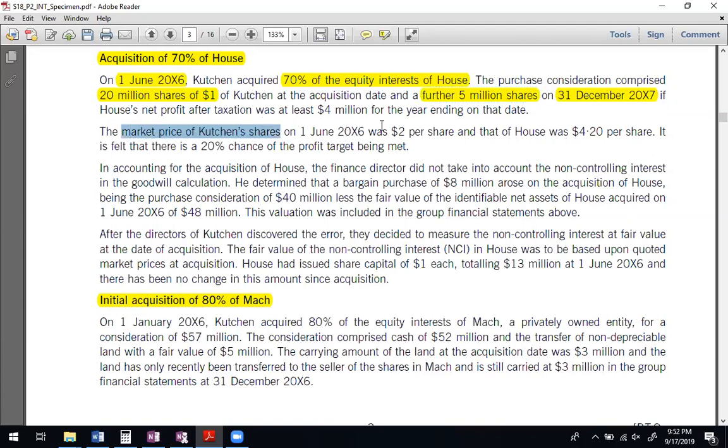The market price of Kuchin shares at 1st June 2006 was $2 per share. So this is going to be used to calculate the value of the shares. And that of House was $4.2 per share. So the question is also giving us the share price of the subsidiary, which will be used to calculate the fair value of the NCI. It is felt that there's a 20% chance of the profit target being met. So this is going to be used to calculate the expected value of the deferred consideration.